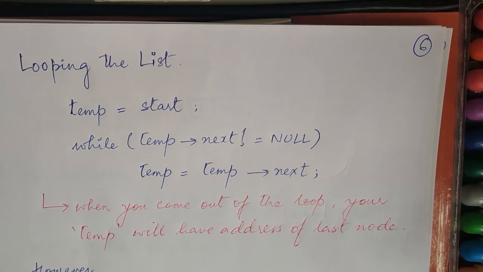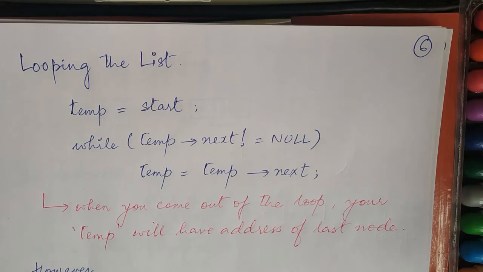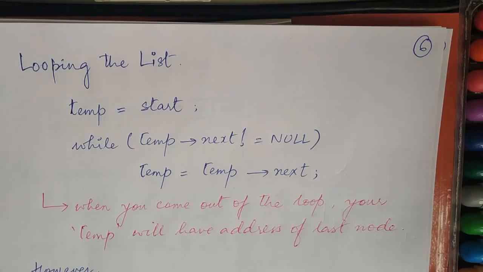In case of arrays, you have direct access to any element in the array. And in case of linked list, you have sequential access. To access the second node, you need to first pass the first node. To access the fifth node, you have to go one by one. 1, 2, 3, 4, and then you will reach 5. So in most of the programs that you write or functions that you write for linked list, you will have to traverse the linked list or loop the linked list.